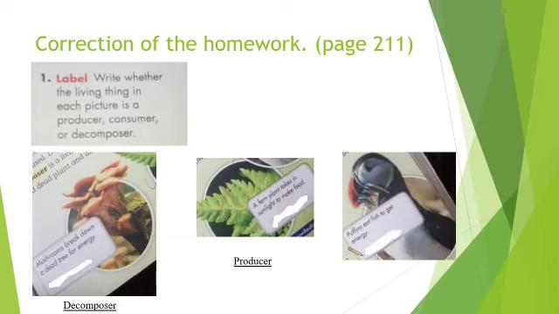The third picture. Puffins eat fish to get energy. What is it? It is a consumer. Excellent. A living thing that eats other organisms is called a consumer.